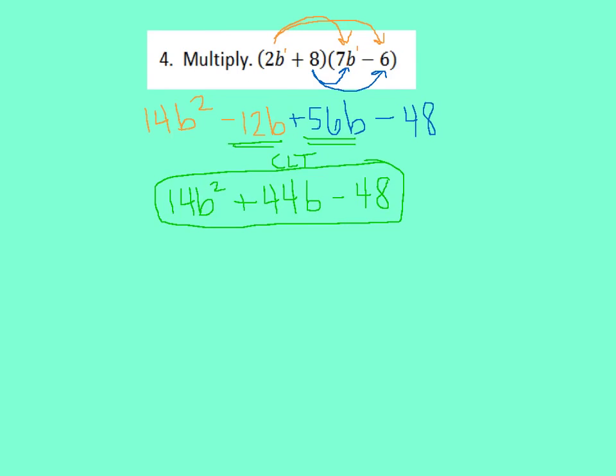So what I did is I went through, I did double distribution, also known as FOIL, and then I combined my like terms to get my final answer.